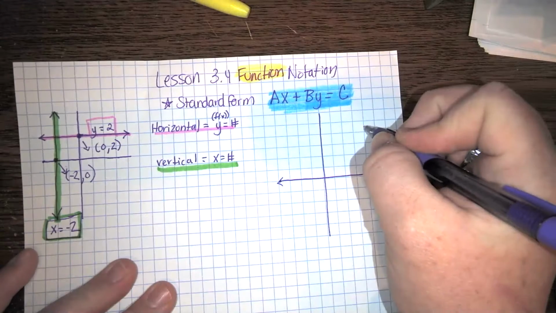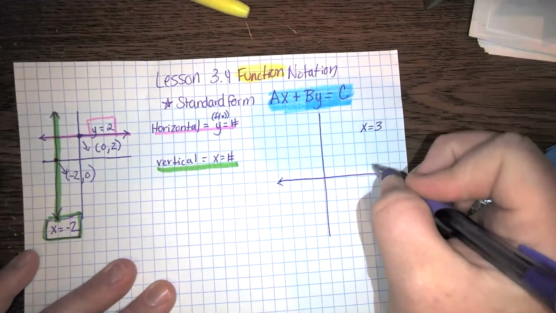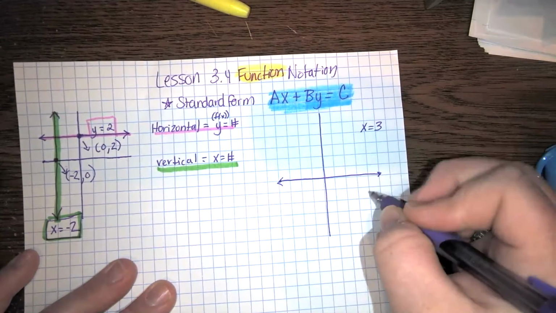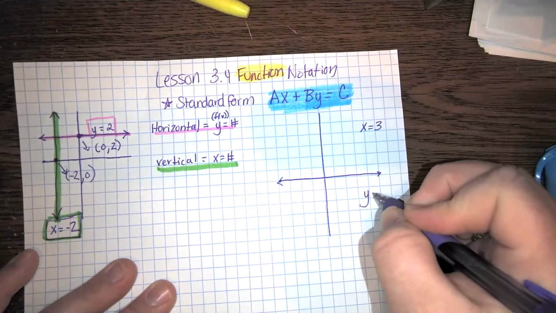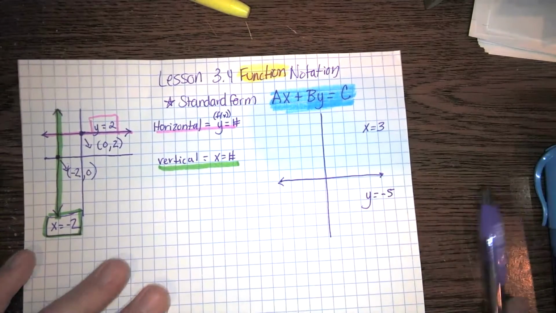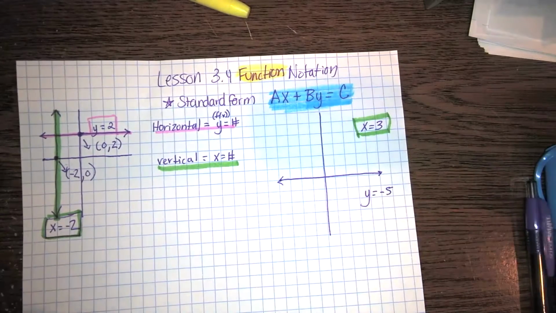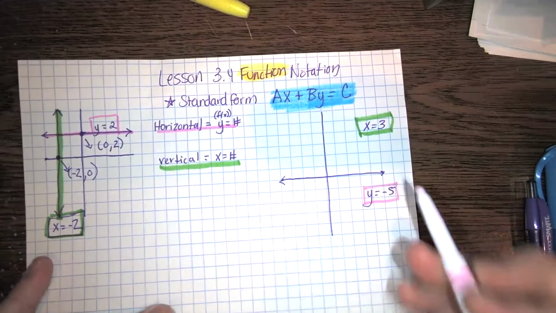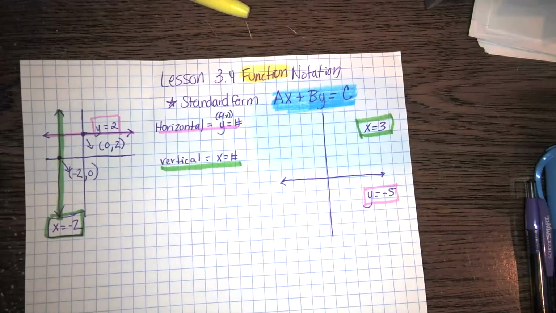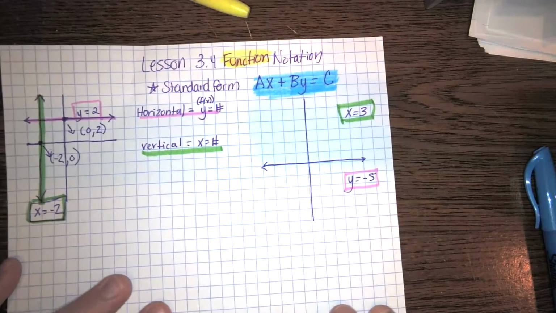I'm gonna see if you paid attention. Graph the line x is 3. And then I want you to graph the line y is equal to negative 5. Okay, so I'm going to use my green marker here for my x, and here is my pink marker for my y. All right, so stop the video and you can give it a try.